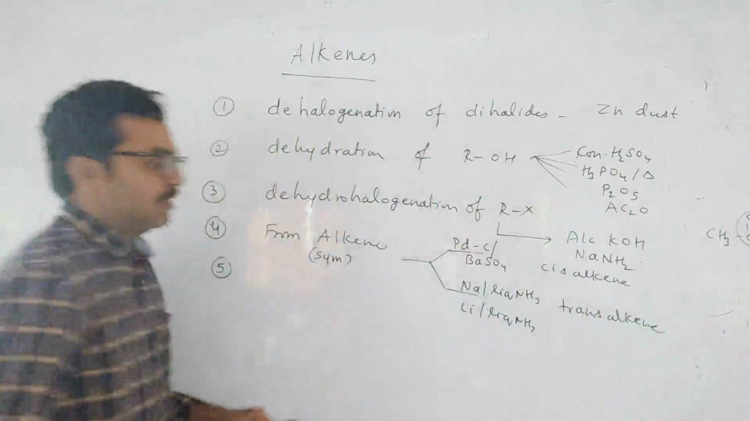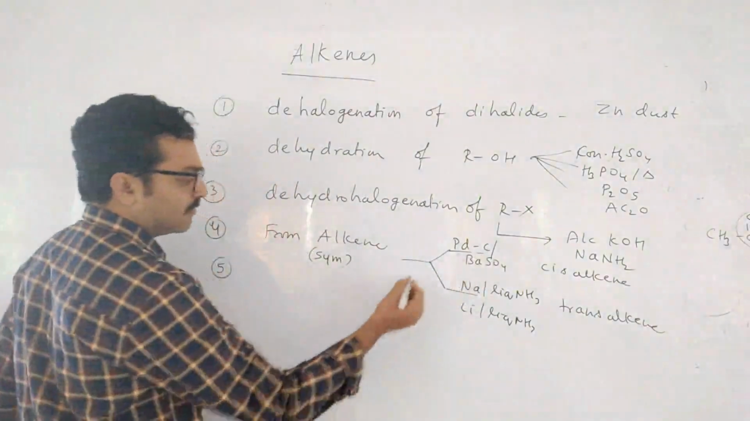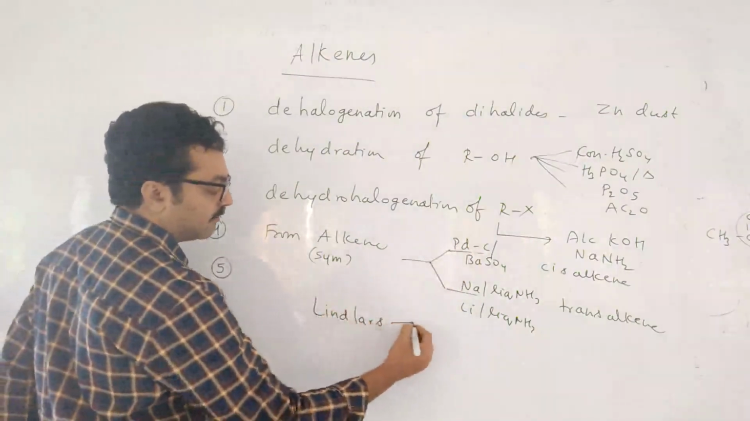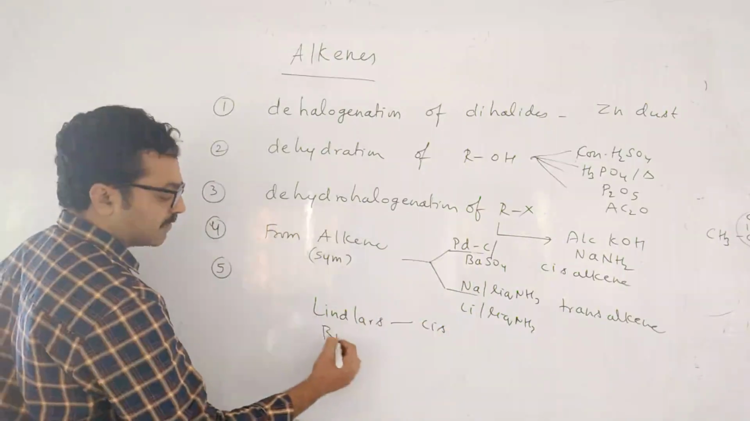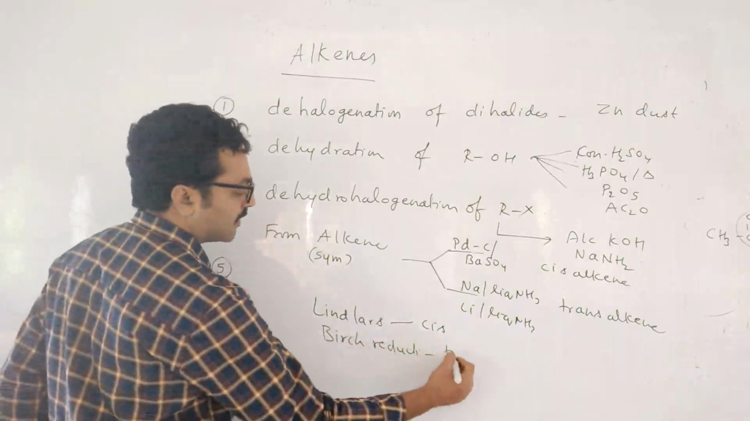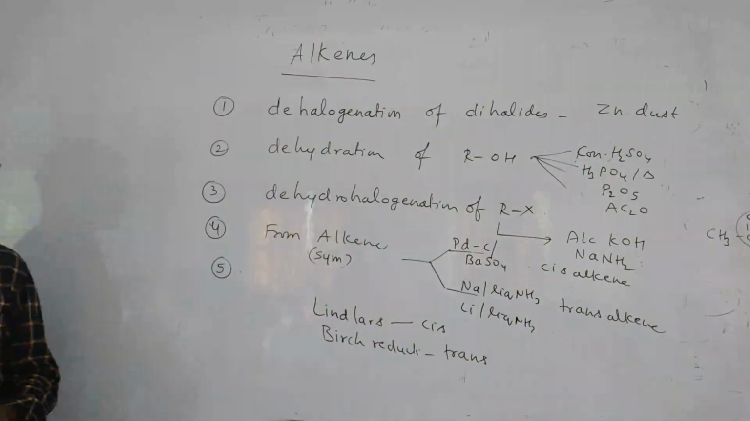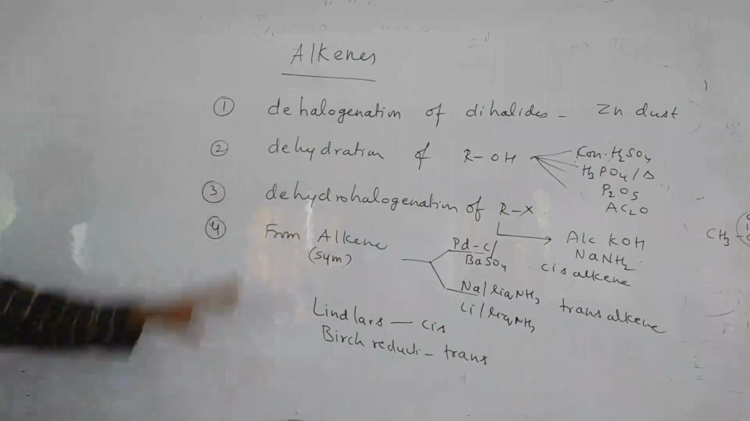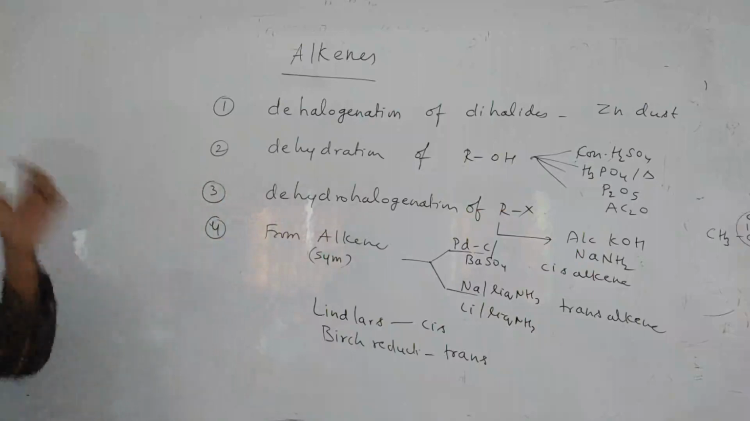Now, palladium in BaSO4 is called which reagent? Lindlar's catalyst will give cis alkenes. And Birch reduction, you will get trans alkenes. Okay, now? So this is the fourth method. I'll tell one by one. Just I am giving you hints how to remember now. This is just hints. One by one I will tell you.